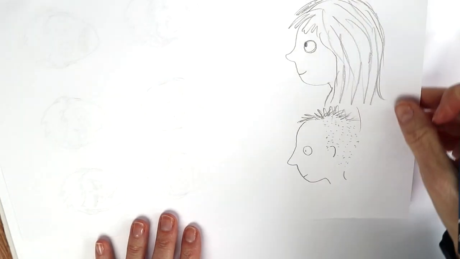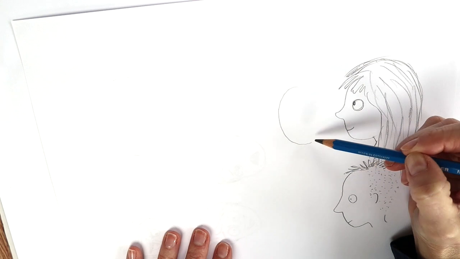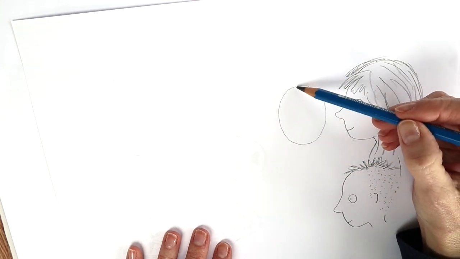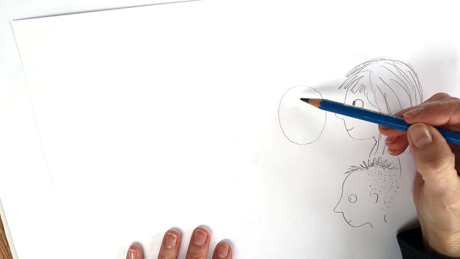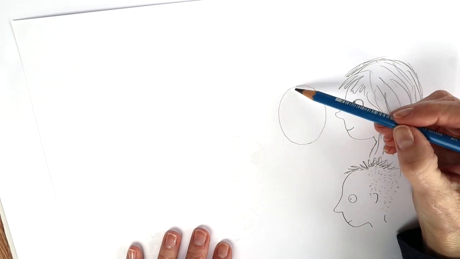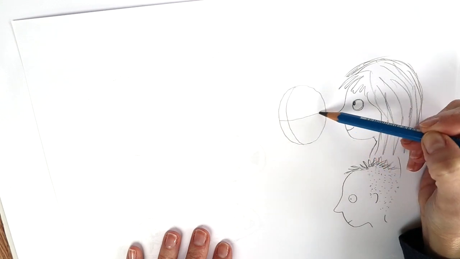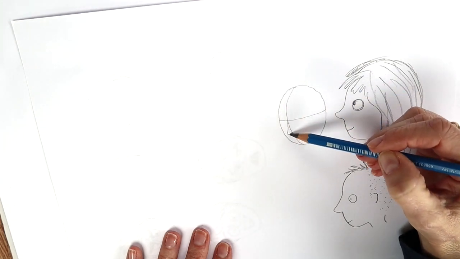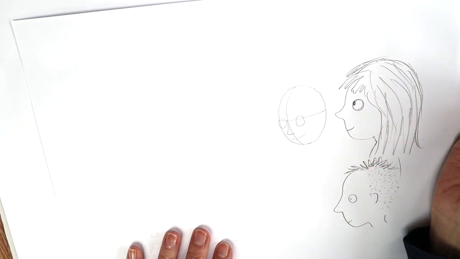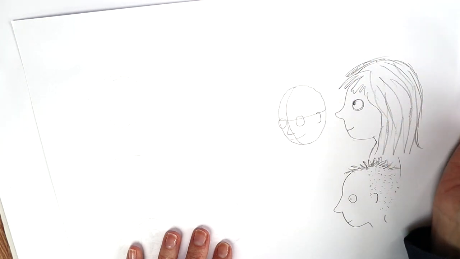Or if you were doing something that was slightly side on, then what you would need to do is start with your oval and think about where your midline would be. So if they're three quarters facing towards you, then this might be their midline. So their nose would go here, one eye, the other eye, mouth. And the ear would be here.